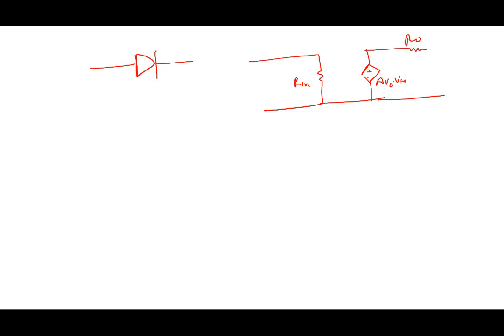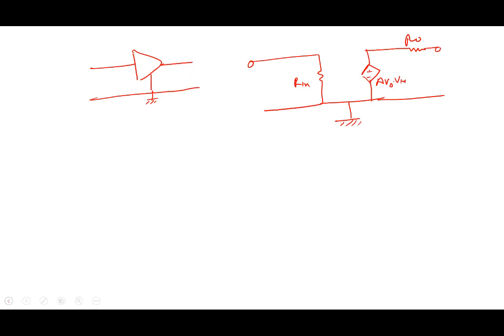That's what this amplifier looks like. Any amplifier will look like this. Sorry, I drew a diode, not a diode but an amplifier. It looks like this. Let's put a common terminal here, so common ground here. This is my ground here.